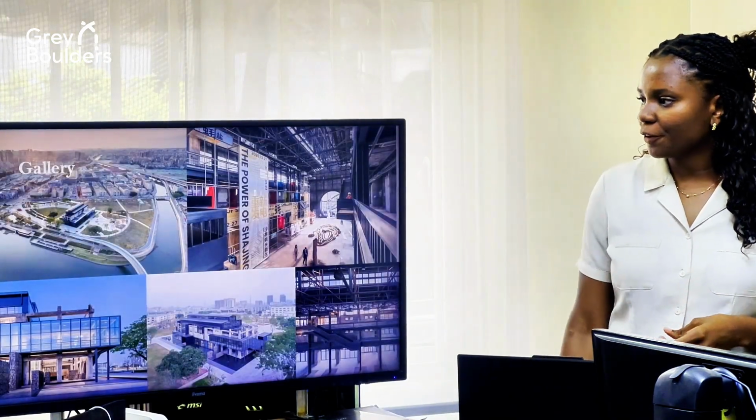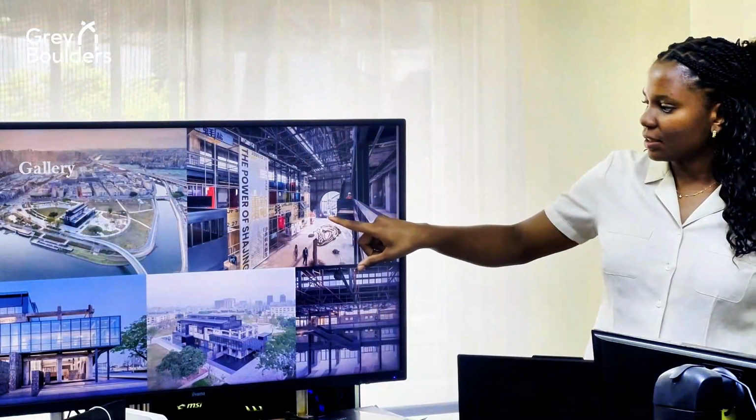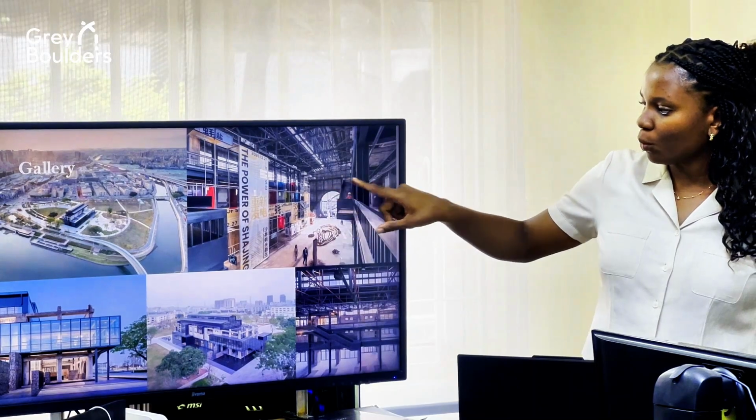So this is the gallery of different views of the building, aerial. This is the main hall I was talking about, and the shadow wall.